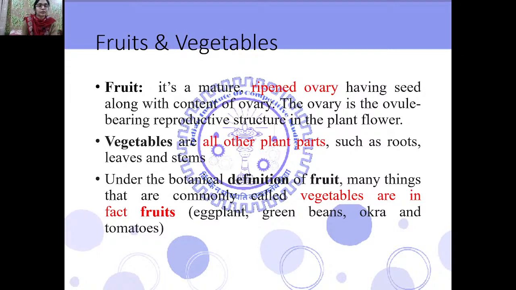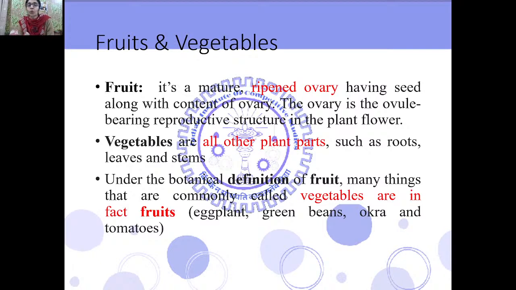Then we come to the fruits and vegetables. Then it's a mature ripened fruit. A fruit is said to be mature when it is a ripened ovary, and it is having the seed along with the content of the ovary. The ovary is the reproductive part of the plant.